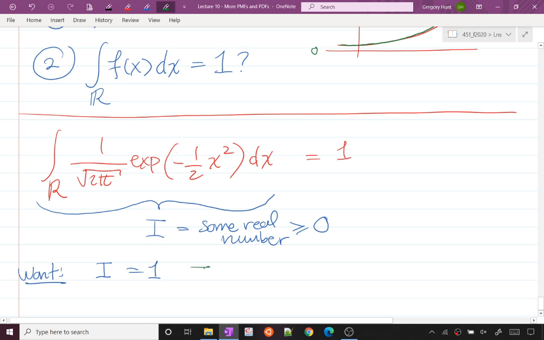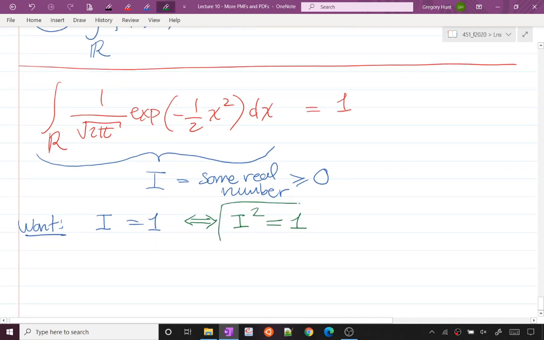One way I could show that is if I is a positive real number, then I is 1 if and only if I squared is 1. All right? So we can't have a complex number, we can't have a negative number, but if I is some positive real number, if I tell you I is 1, certainly I squared is 1. If I squared is 1, it has to be that I is 1, if it's a positive real number. So these are equivalent statements. So actually what we're going to do is show that the square of this integral is 1.